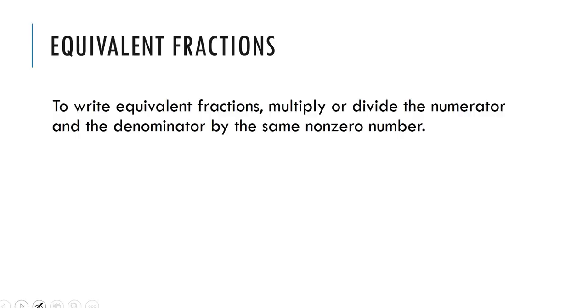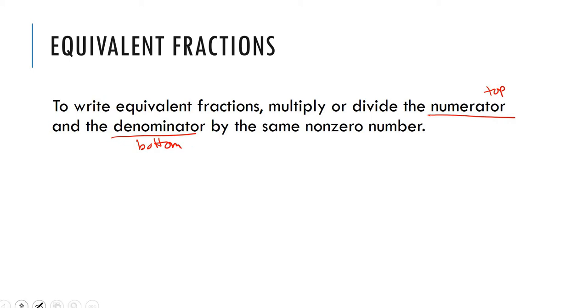Section 4.3 is equivalent fractions. So, equivalent fractions. To write equivalent fractions, multiply or divide the numerator, that's the top of a fraction, and the denominator, that's the bottom, by the same non-zero number.